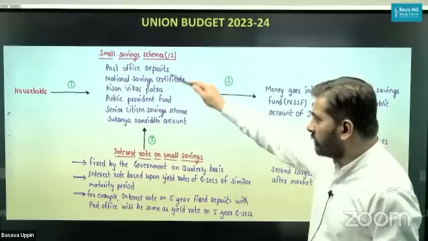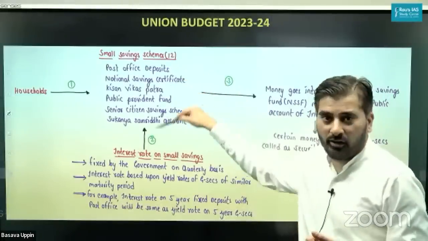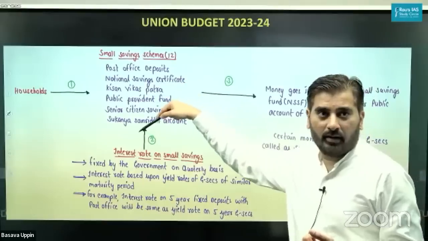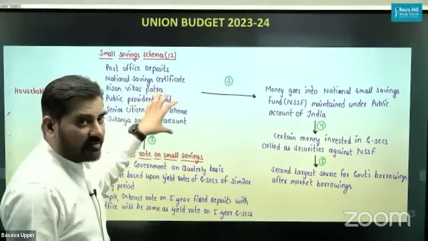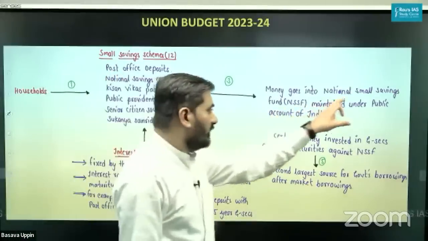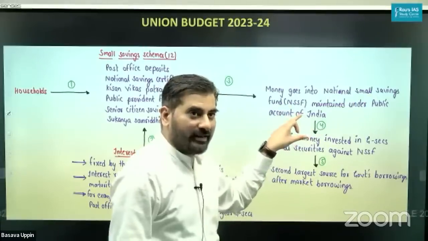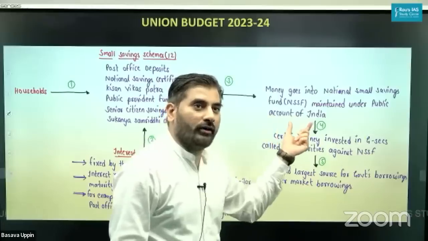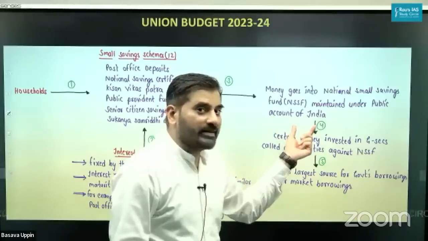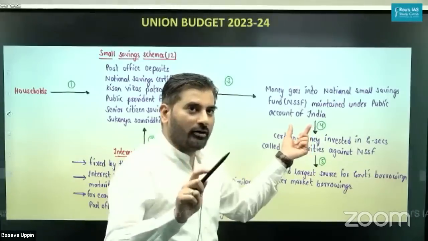So you can see post office deposits, National Savings Certificate, Kisan Vikas Patra, all of these are your small saving schemes. Now all the money which people deposit into small saving schemes goes into a separate fund called the National Small Savings Fund, NSSF. This fund is right now maintained under the Public Account of India. Please remember, it's not part of the Consolidated Fund of India. It's part of the Public Account of India.